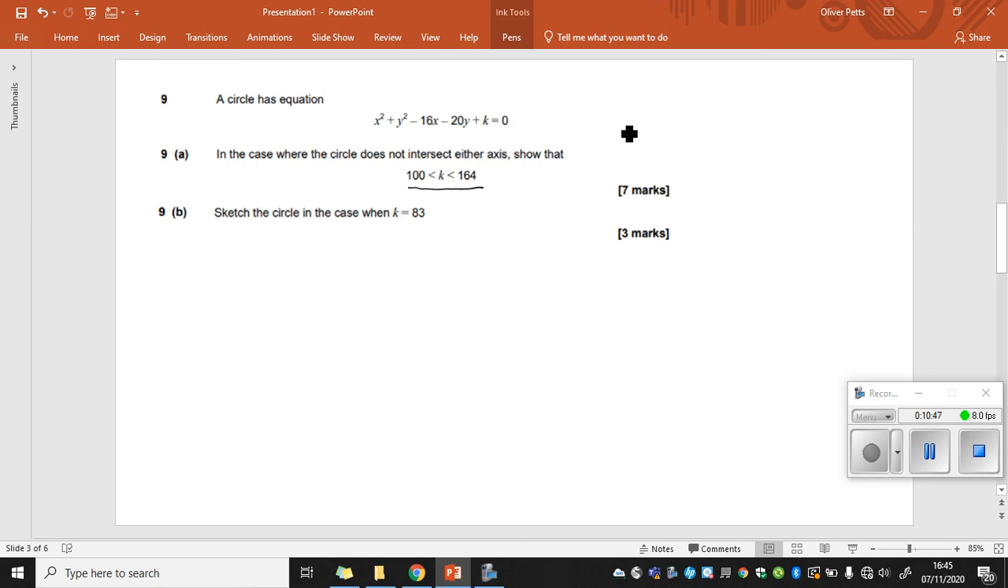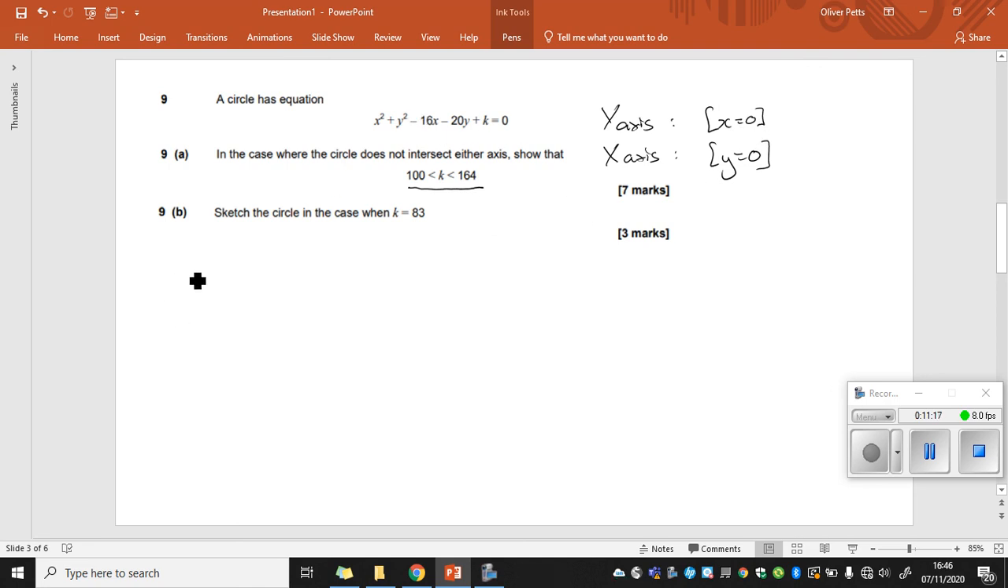Well, a graph will intersect the y-axis when x is equal to 0. A graph will intersect the x-axis when y equals 0. Now, we don't want there to be any intersections at all. So if we consider an intersection with the y-axis, what happens when I replace x with 0?